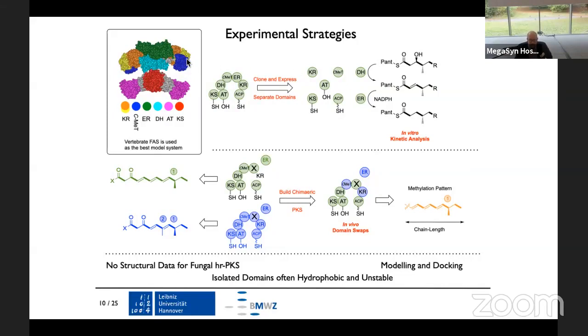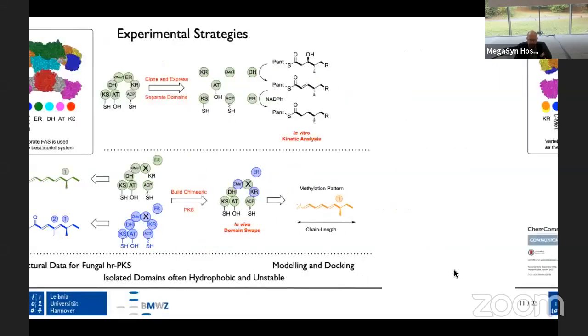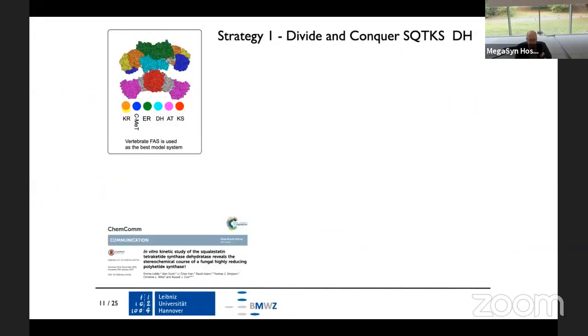In the case of the divide and conquer strategy, often these isolated domains are very unstable. You could imagine if we're expressing just a single domain here, we're exposing a lot of hydrophobic surface, and those enzymes then become pretty unstable and insoluble. So we can't examine every single catalytic domain that we want to. And we're going to use some modeling and docking really to make up for some of those deficiencies. I'll talk about that as we go.